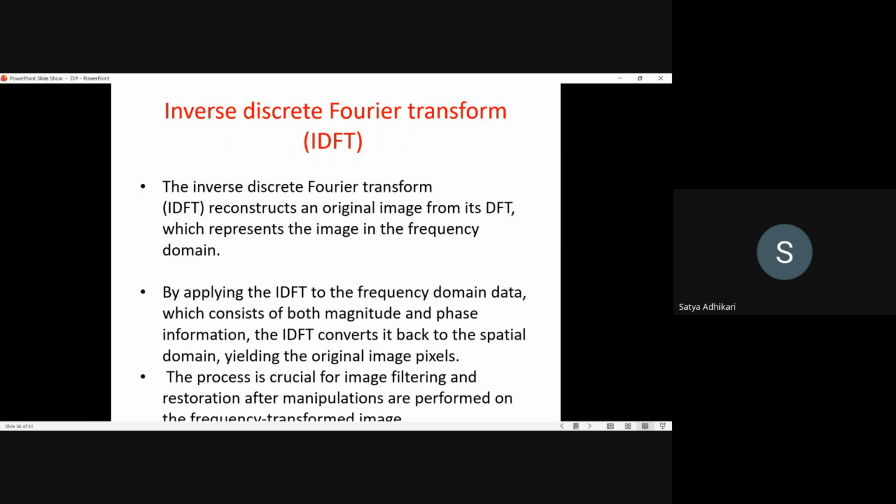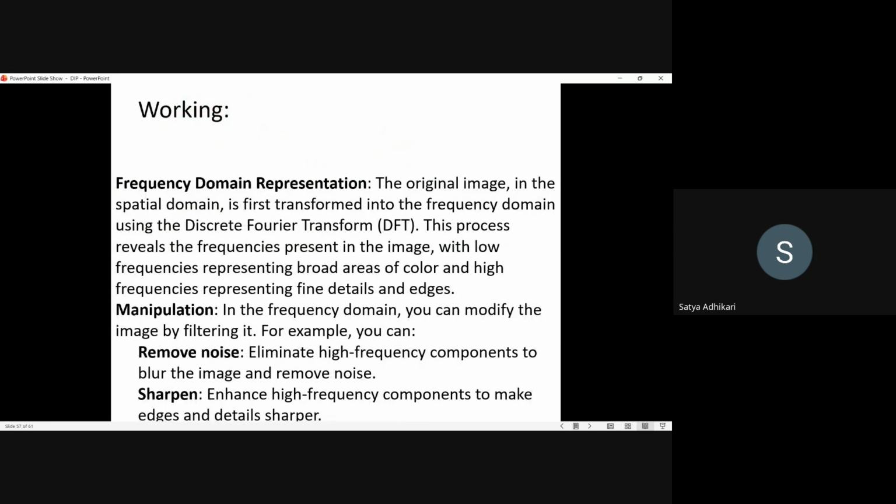As I discussed, you first convert from the spatial domain to the frequency domain. Now it is easy for manipulation. You make the manipulation, and suppose the manipulation is done. Now you can convert the image, which was in the frequency domain, back to the spatial domain. So that is the need of DFT: convert to the frequency domain, make some manipulation, and again convert back to the spatial domain.